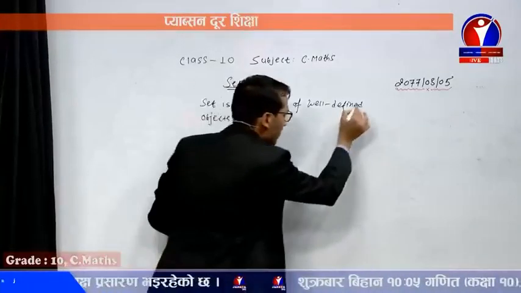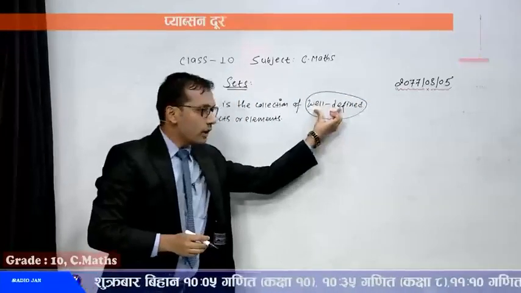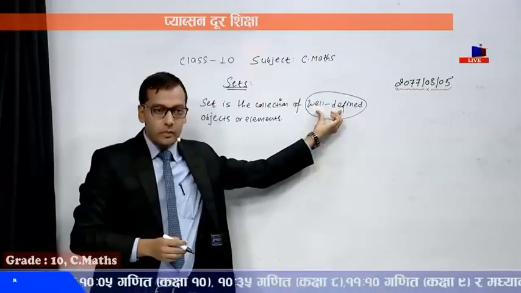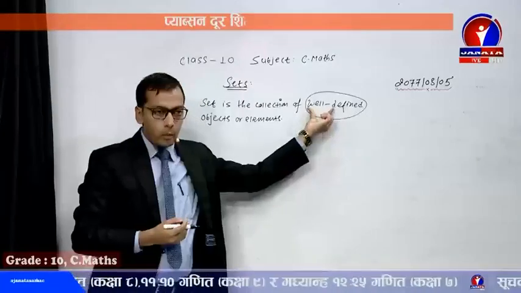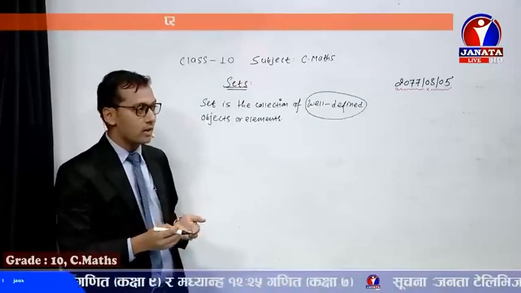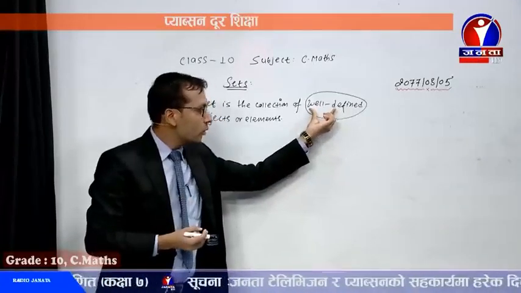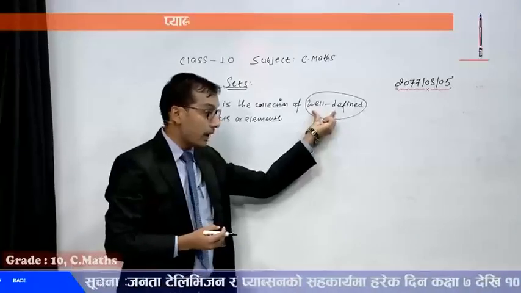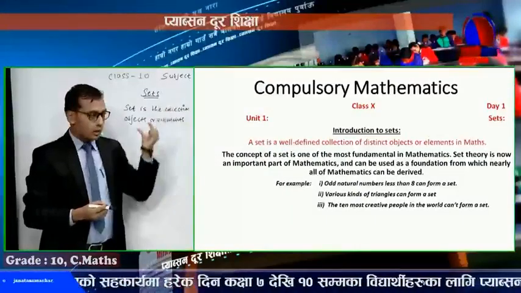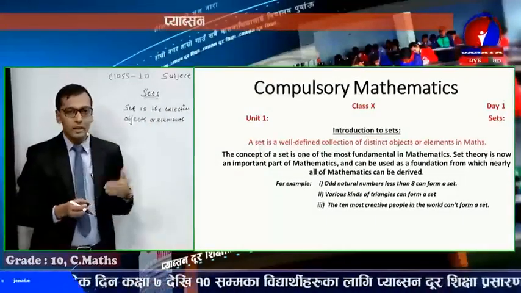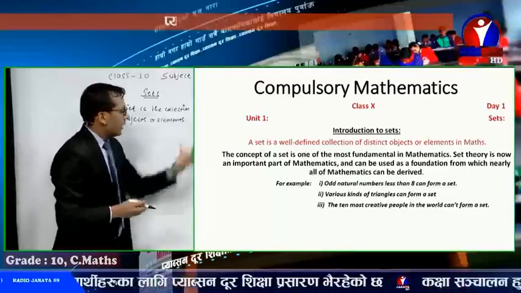Let me encircle the word well-defined. This word is very, very important to define a set, and to know whether the given examples can form a set or not. So I'm taking some examples to make you understand what a set is and the meaning of well-defined. The meaning of well-defined is that something should be clearly defined. The term should not be subjective. Let me take an example.